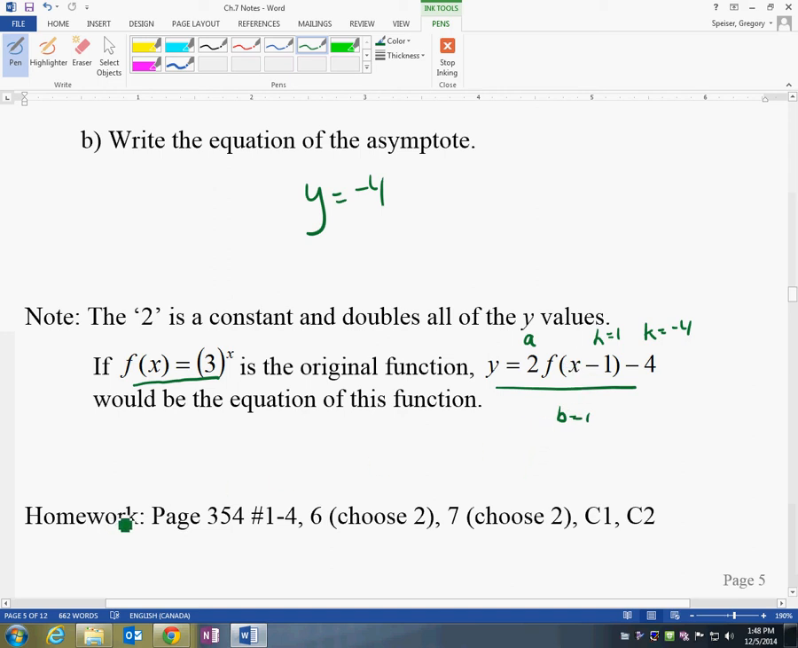Okay, so here's your homework. Page 354, 1 to 4. 6, choose any two from number 6, choose any two from number 7, and then these two in the C section. Thank you.